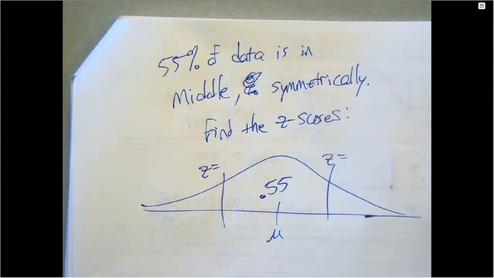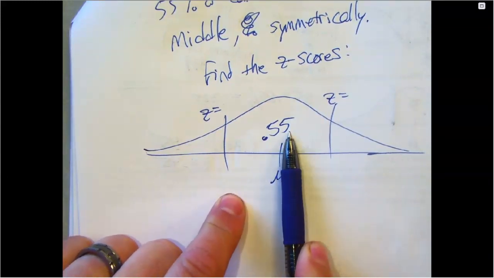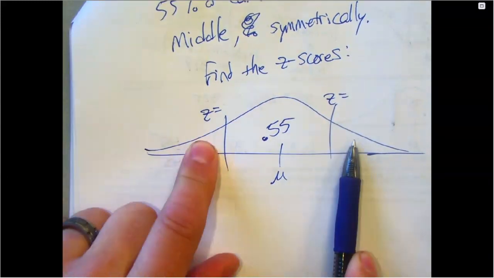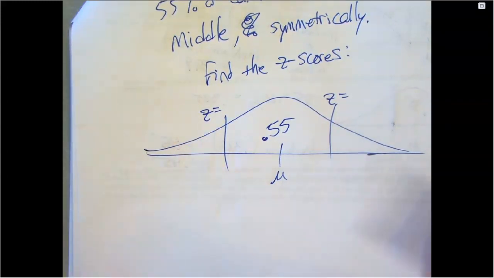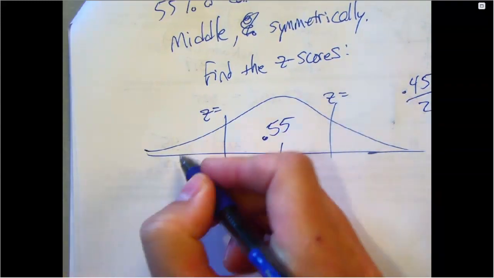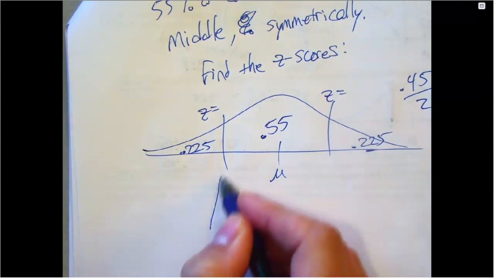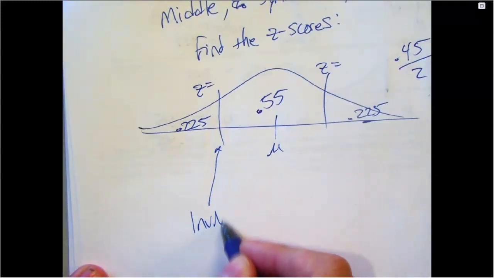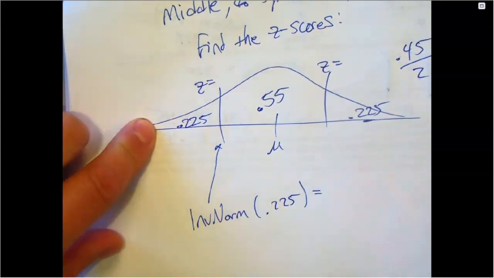Just go 0.55 center, and it gives you both, and you're living a charmed life. If you don't have that, we've already used 55% of the data, so there's 45% of the data remaining to be split evenly among these two parts. So 0.45 divided by 2 is 0.225. And to find that z-score, I can do inverse norm of 0.225. So I'm telling the calculator what percent is lower.